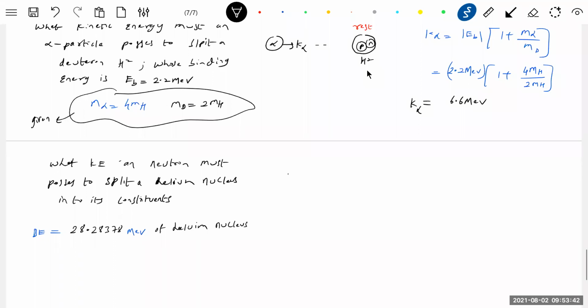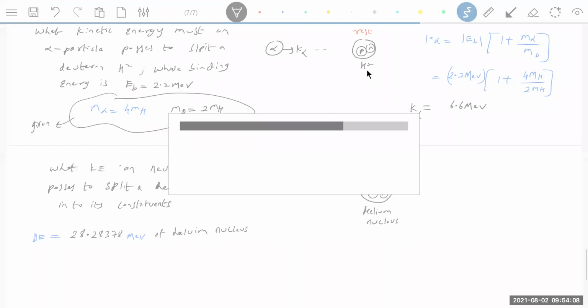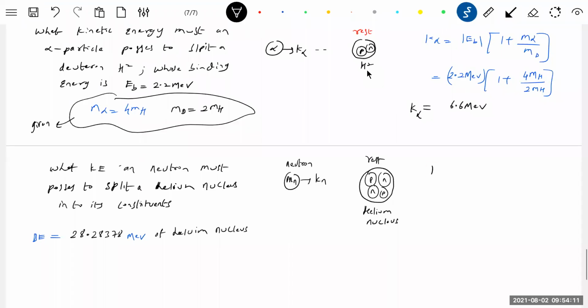Now who is going to come? The neutron. The kinetic energy of the neutron is this much. The helium nucleus is made up of 2 protons and 2 neutrons, and it is at rest. So what should be the minimum kinetic energy? Kn should be equal to the binding energy BE times 1 plus mass of neutron by mass of alpha particle.